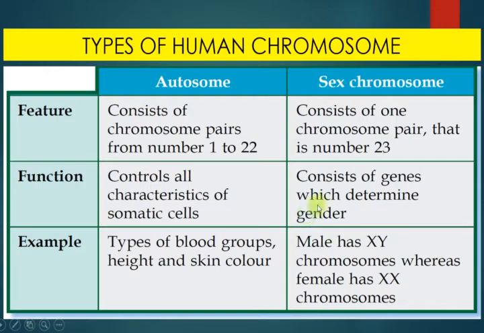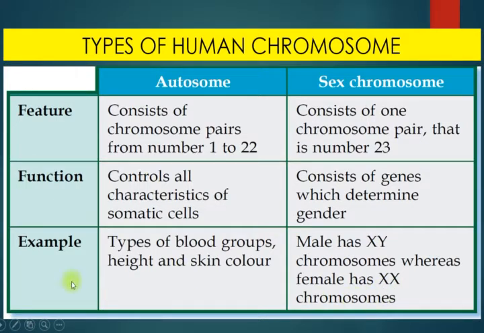So the sex chromosome will determine the sex of the human. The examples of the autosome refer to the types of the blood groups, height, and also skin color. Okay, for the sex chromosome, male has XY chromosomes, whereas female has XX chromosomes.